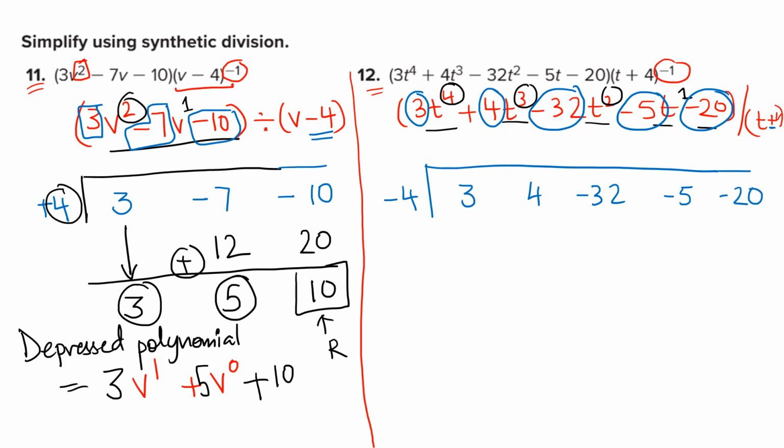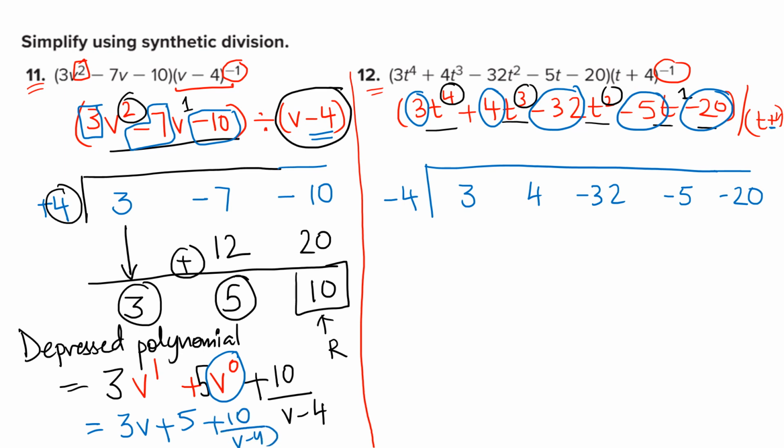So remember, whenever you have a remainder which is not 0, you will always divide it by the divisor. So what was the divisor? v minus 4. So if we simplify the question a little bit more, the final answer will be 3v, v to the power 0. Any variable raised to the power 0 is 1. So just 5 plus 10 divided by v minus 4. This is going to be your final answer. Okay, this is how you solve.